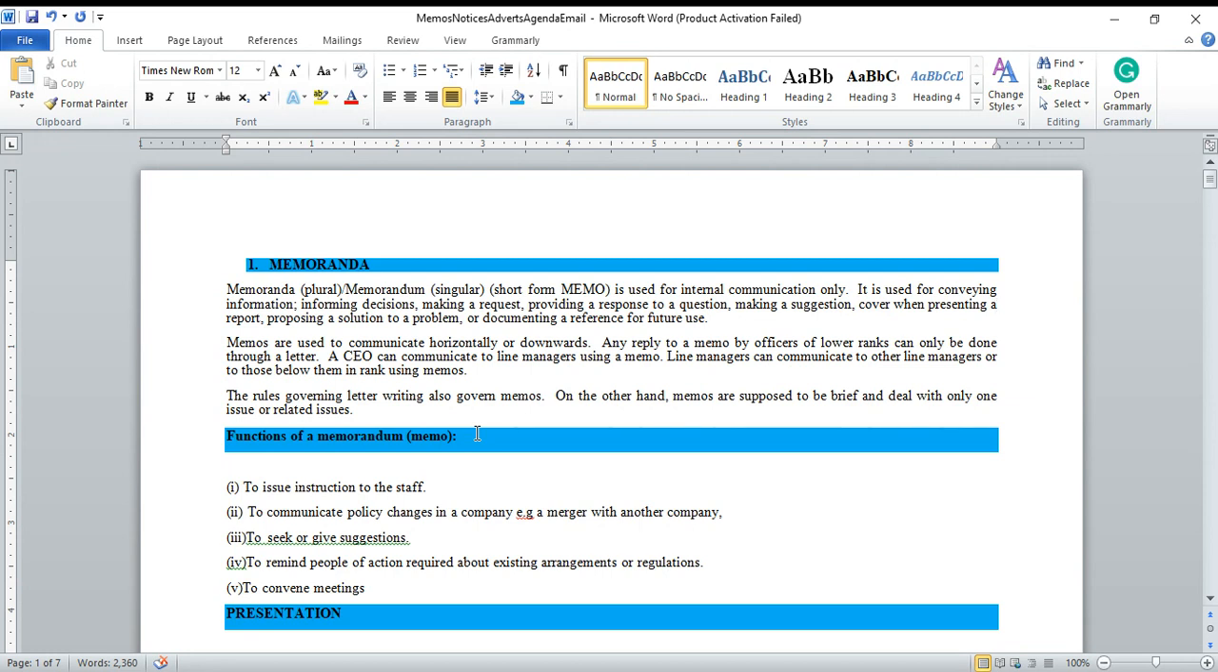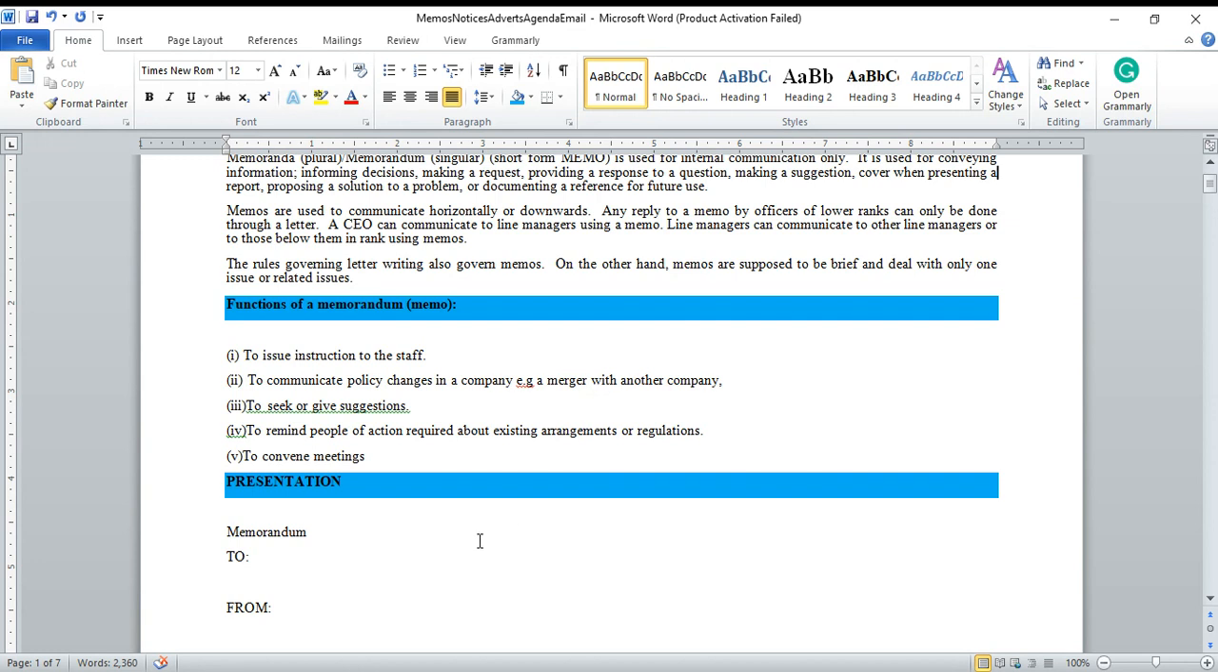A CEO can communicate to line managers using a memo. Line managers can communicate to other line managers or to those below them in rank using memos. Rank is position. The rules governing letter writing also govern memos. On the other hand, memos are supposed to be brief and deal with only one issue or related issues.